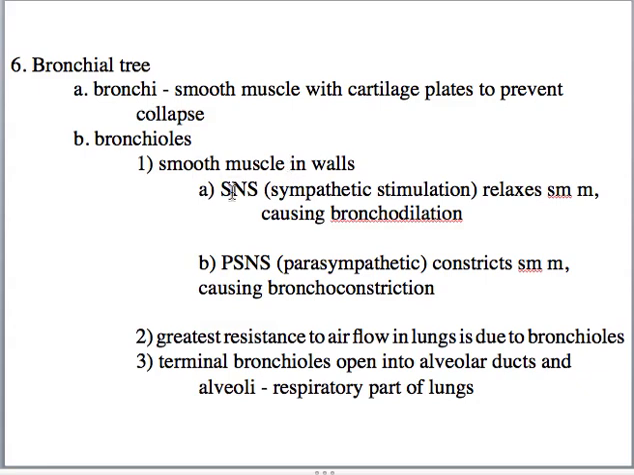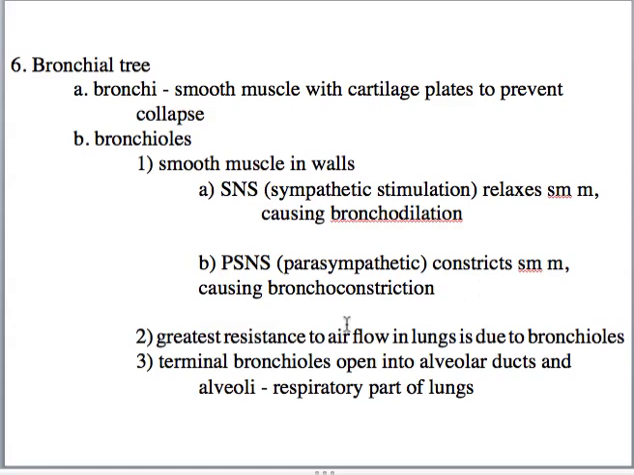And the sympathetic nervous system, the stimulation of the sympathetic, will cause relaxation of the smooth muscle in the airways, causing bronchodilation. So this you should have learned in the sympathetic nervous system, that stimulating certain receptors, in this case it would be the beta 2 receptors in the lungs, which you don't have to know for this class, for this lecture, causes bronchodilation. And parasympathetic stimulation will cause constriction of the smooth muscle in the airways, causing bronchoconstriction.